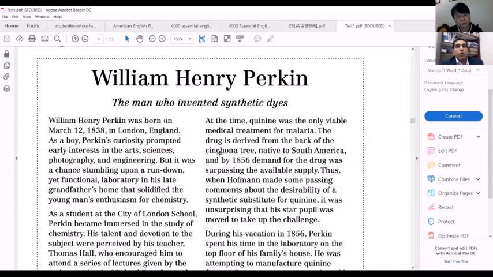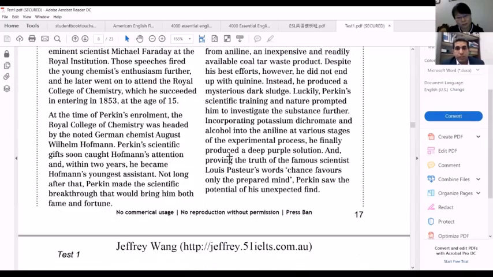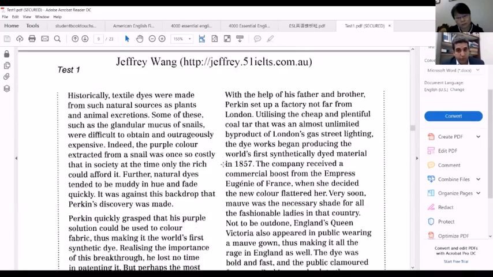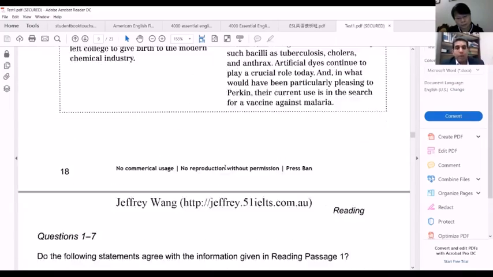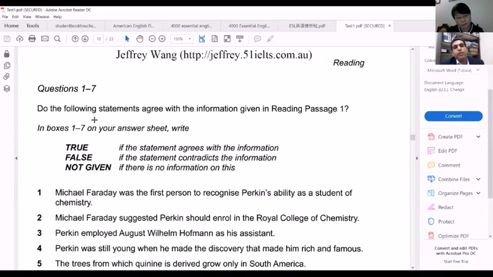So what I suggest my students is to read the questions first, part by part. For example, look at here. See, question number 1 to 7. So in this question, you have to read the sentences and say if they are true, if they are false, or if they are not given in the passage.